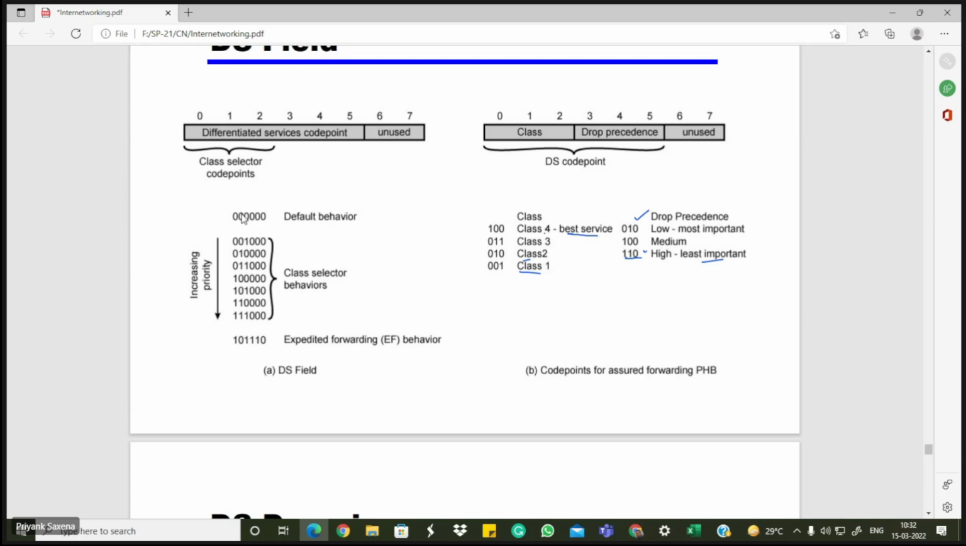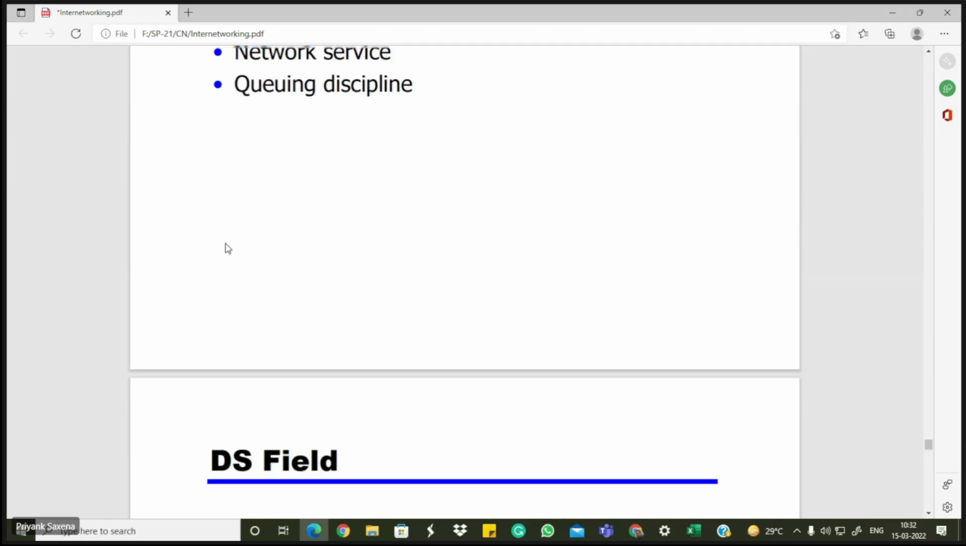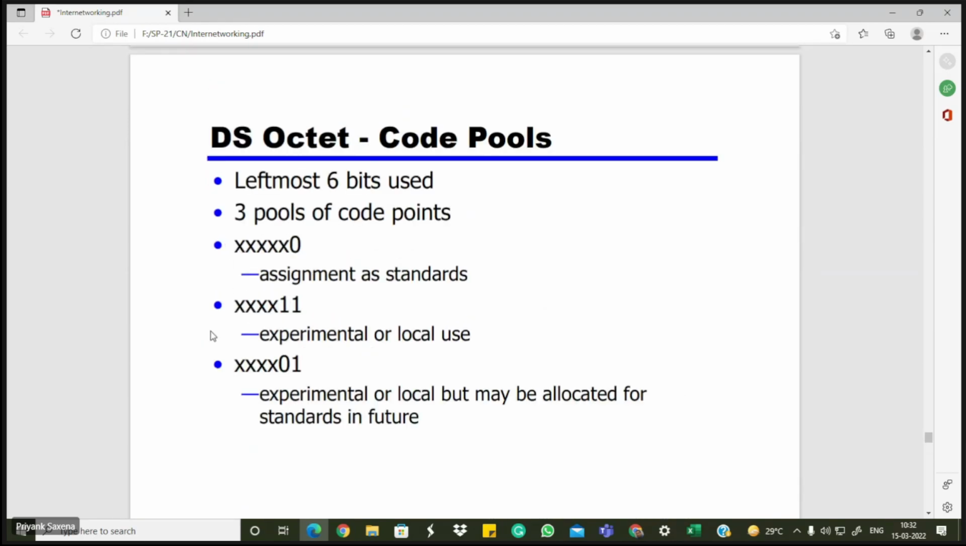6 bits are there, so you can have 2 to the power 6 classes, right? So as compared to ISA, where only 3 kinds of services were offered, like the guaranteed, controlled load, and the best effort, here we get 64 different kinds of services, right? As compared to ISA. So you can see that for the code point, there are 3 pools of code points.